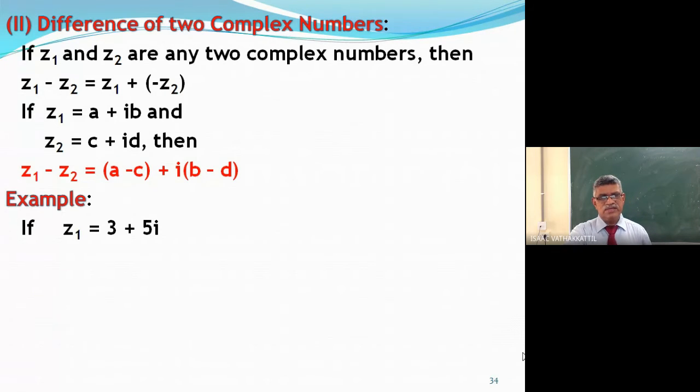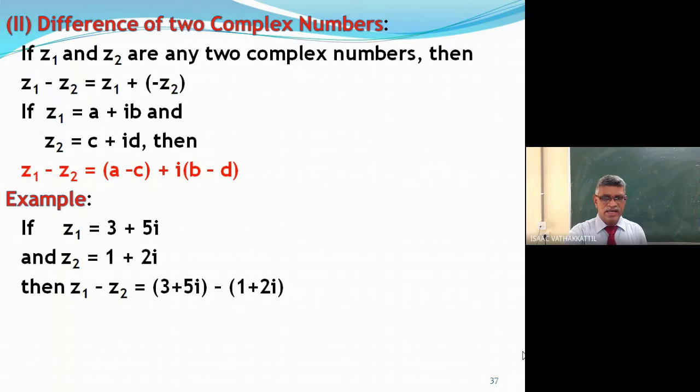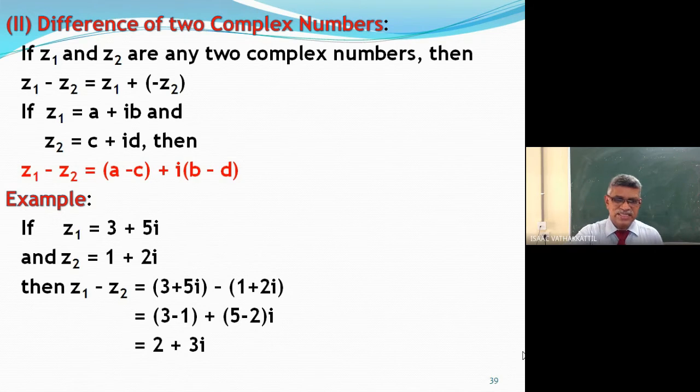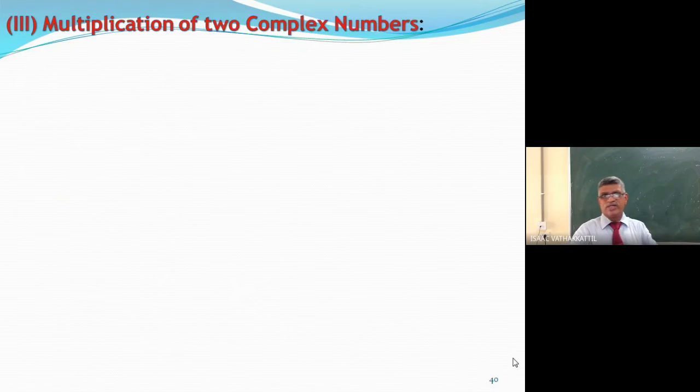Very simple to understand. If Z1 is 3 plus 5i, Z2 equal to 1 plus 2i, what is Z1 minus Z2? Real part and imaginary part: 3 minus 1 plus i into 5 minus 2, or that is 2 plus 3i. Any question you can ask? Subtraction of two complex numbers. Addition and subtraction. We are coming to one of the major points.